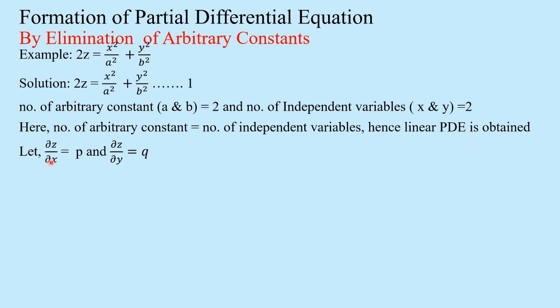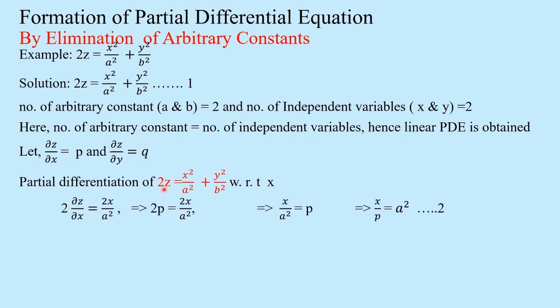P is equal to this, Q is equal to this. On partial differentiation with respect to x, we get 2 remains the same because it's constant, z becomes dou z by dou x. Here x square becomes 2x, and this a square is 1 by a square, which is constant, so we get 2x by a square.